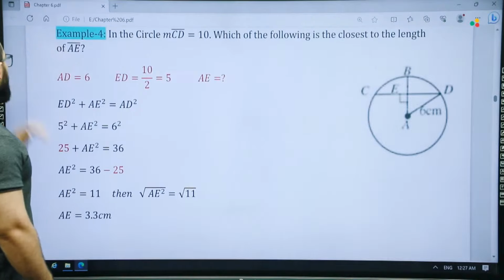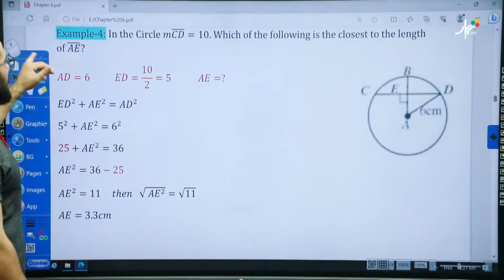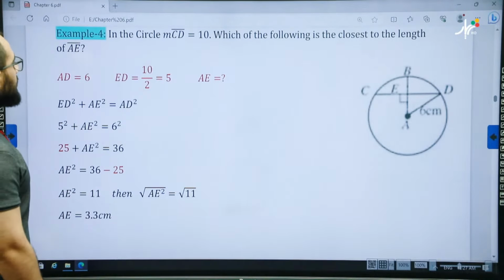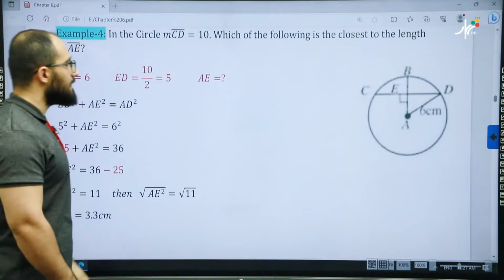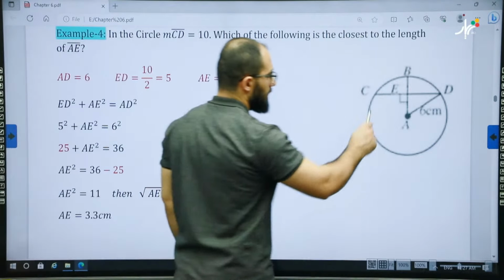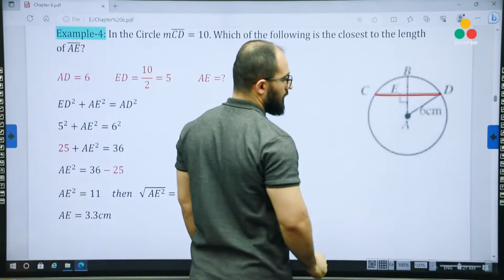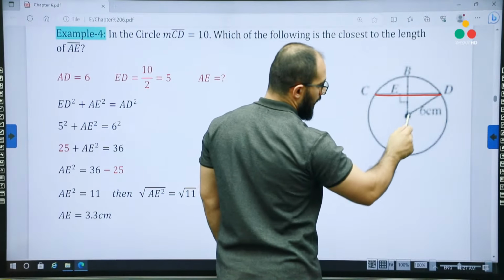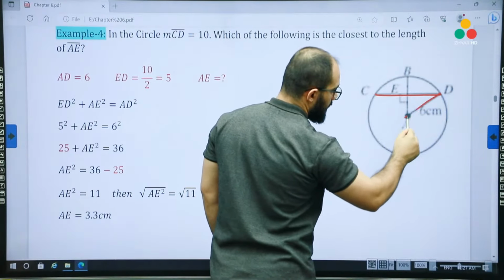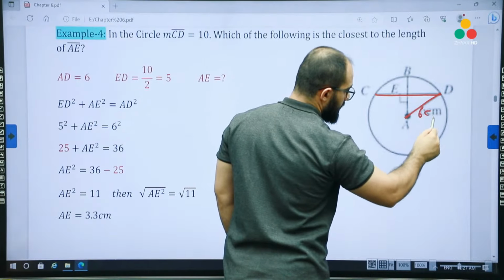Again, we have another question. It's the same. We have a circle. It says in the circle the measure of CD is equal to 10. This is CD. The measure of CD is 10, and the measure of AD is 6 centimeters.